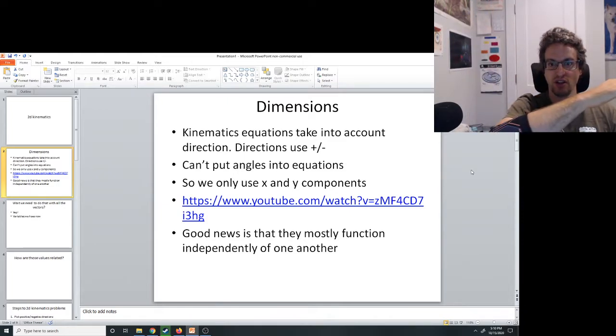What about this dimension though? There are all these different dimensions or directions and they can't all be positive or negative. That's why we have angles. So we have to use x and y components. And we can say the x component is positive or negative, and the y component is positive or negative. And the good news is that they function independently of each other.